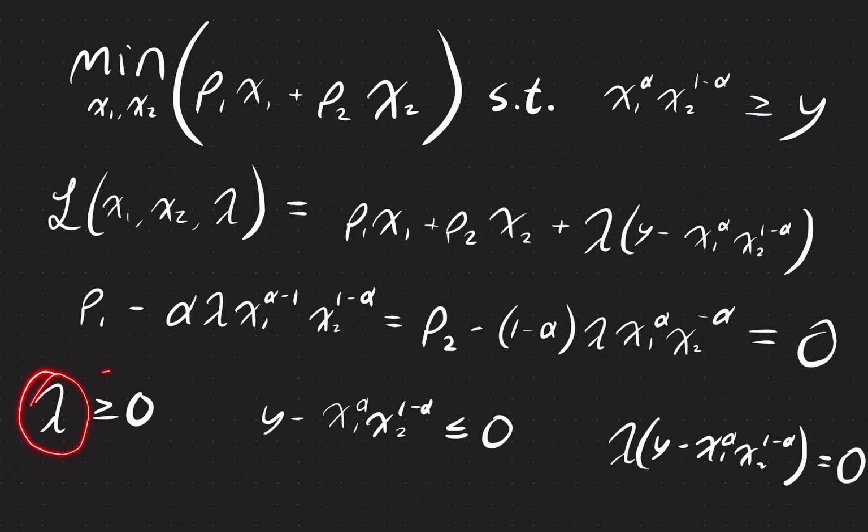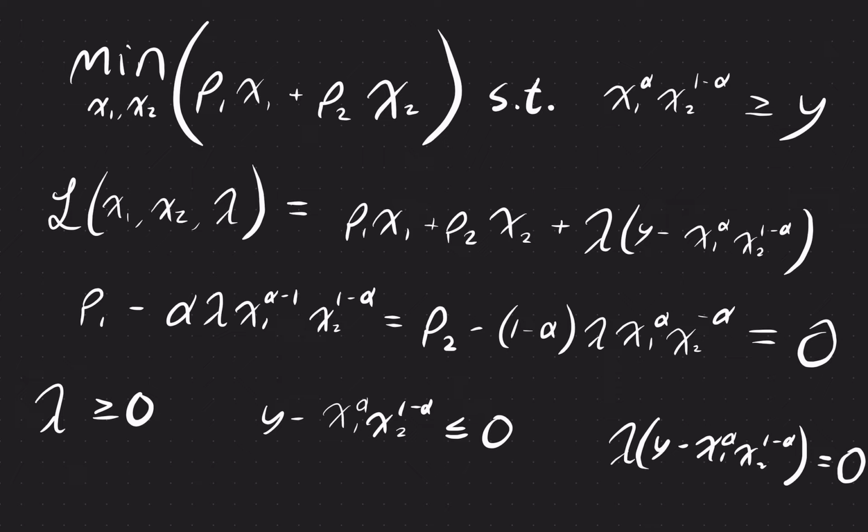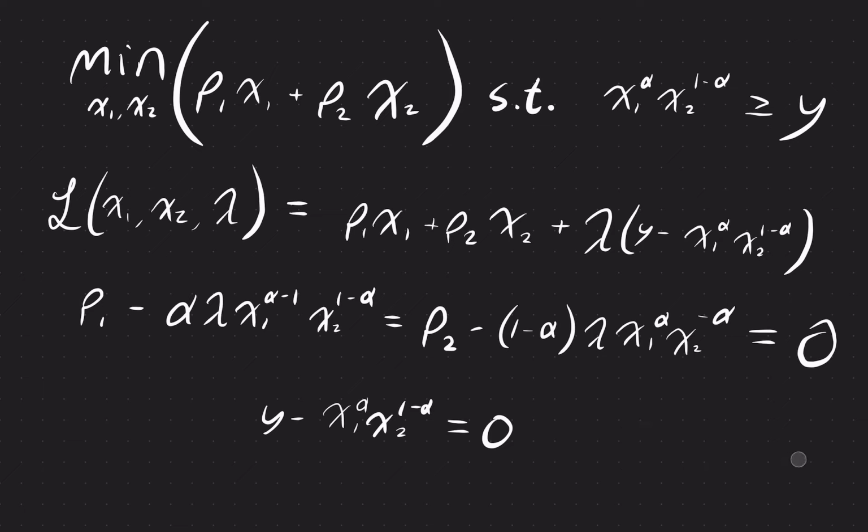That would mean lambda has to be 0 to make this product 0, which would mean this term would be 0, this term would be 0, so we would have p1 and p2 are both 0. Obviously that can't happen, so we know that our constraint is binding. We know that this is going to be a strict equality. So we can draw that equality and get rid of these two conditions and proceed from there with the algebra.